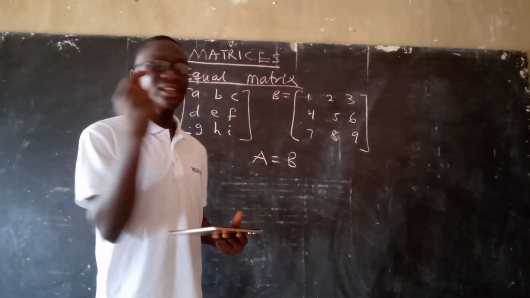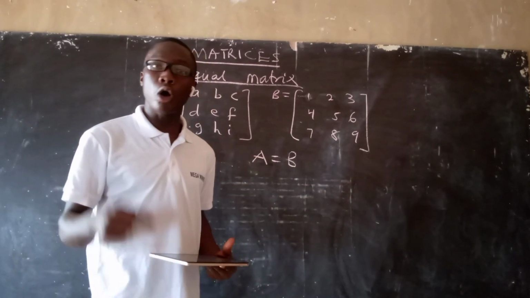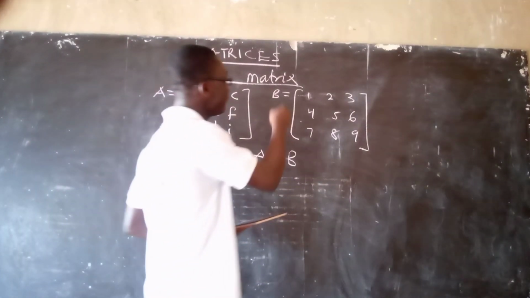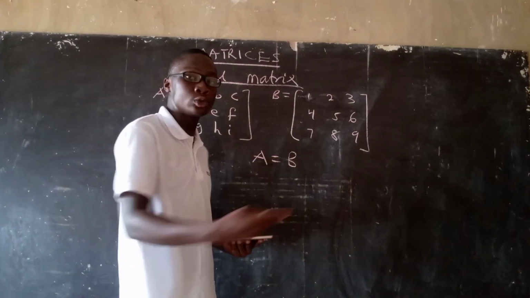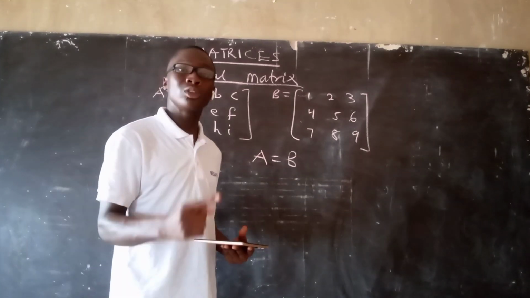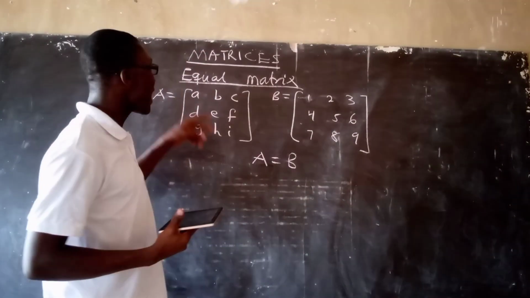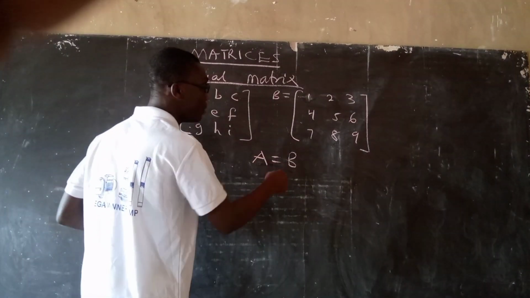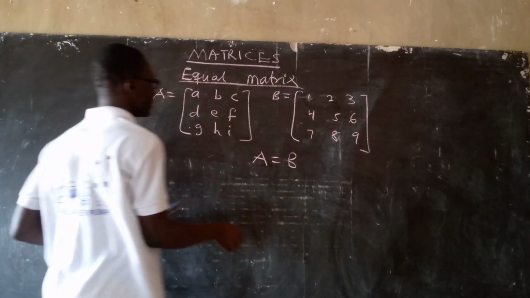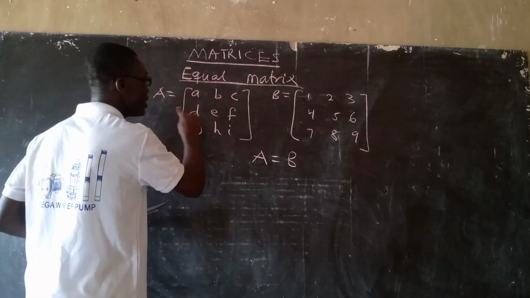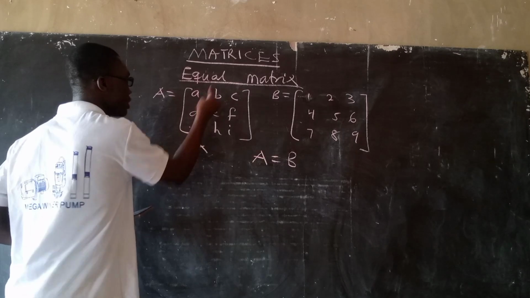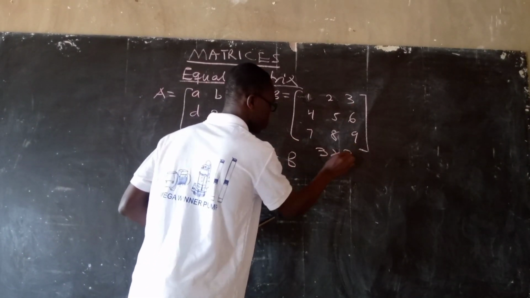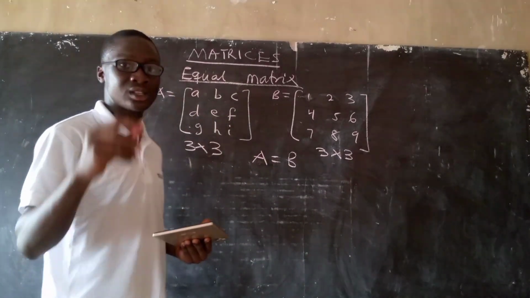You are saying that these two matrices can only be equal matrices if they have the same dimensions. If this is 2 by 2, this should also be 2 by 2. That's the first condition. Now the second condition is that they must also have the same members. For matrix A, it has 3 rows and then 3 columns. For matrix B, it has 3 rows and then 3 columns. So one of the conditions is checked.